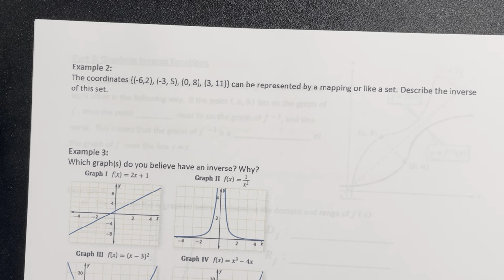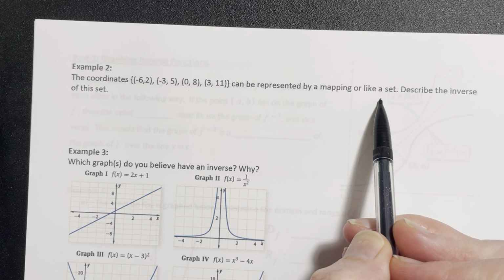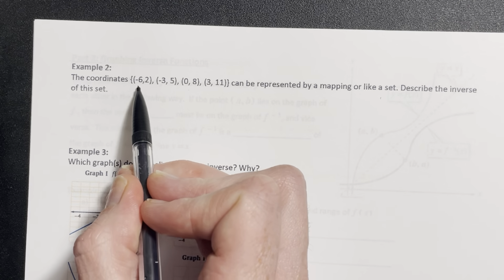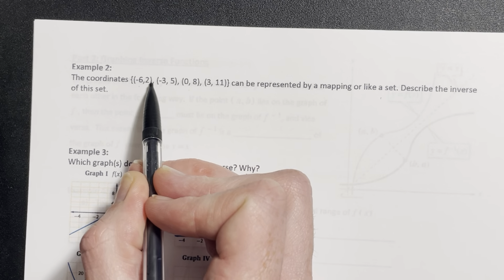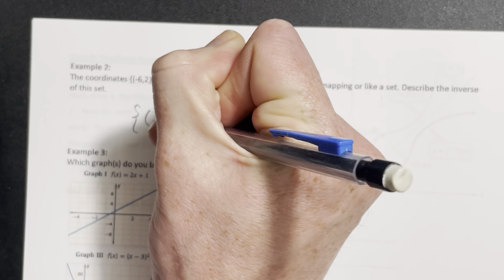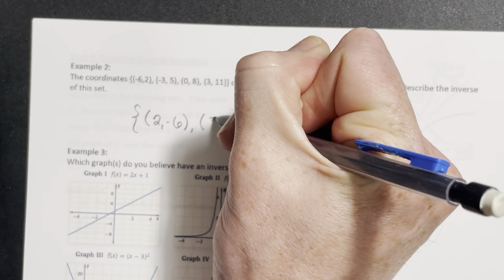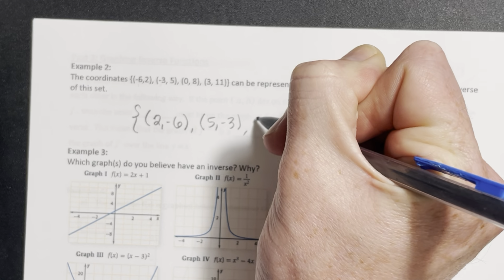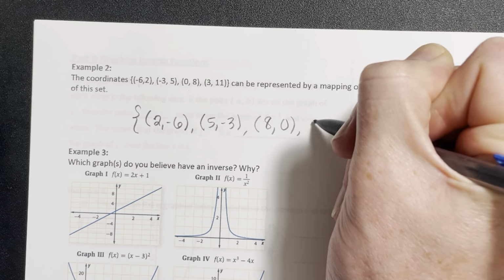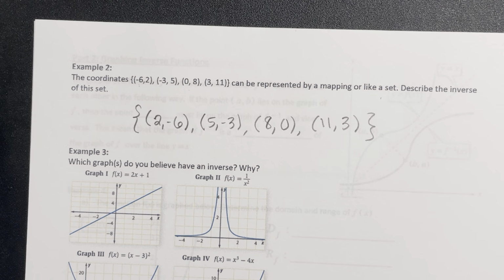In example 2, we have a collection of points. Those coordinates can be represented as a mapping diagram like we saw, or like a set. We describe that similarly, saying if -6 mapped to 2, the inverse would be 2 mapping back to -6. So the inverse set would say (2, -6) is one of the coordinates, and then (5, -3) is another coordinate, (8, 0), and (11, 3). There's our inverse for that set.